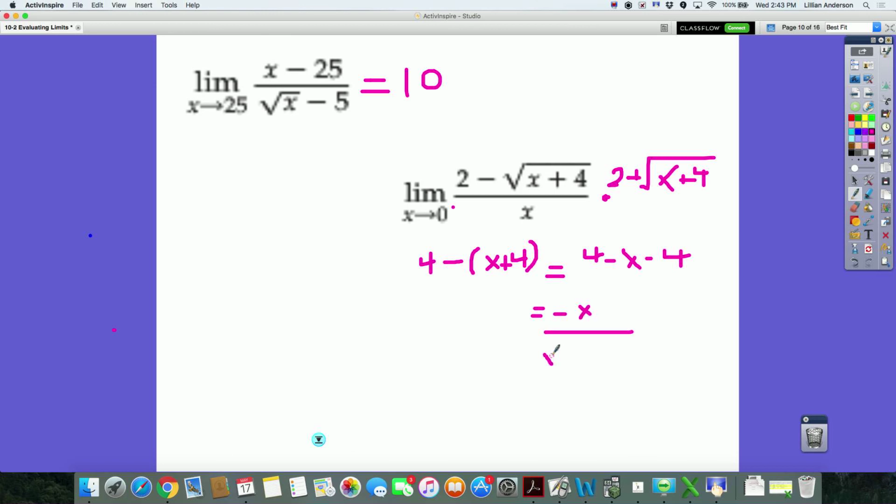Your denominator, I'm going to leave it unfactored. Now your x's do cancel out. So what are you left with at the top? Negative 1. Over this whole thing, the conjugate part. And so when I go to plug in 0 this time, what's going to be my denominator? It's going to be a 4, so it's going to make it negative 1/4.